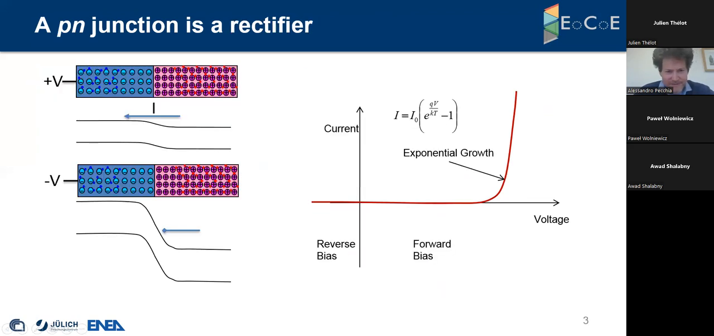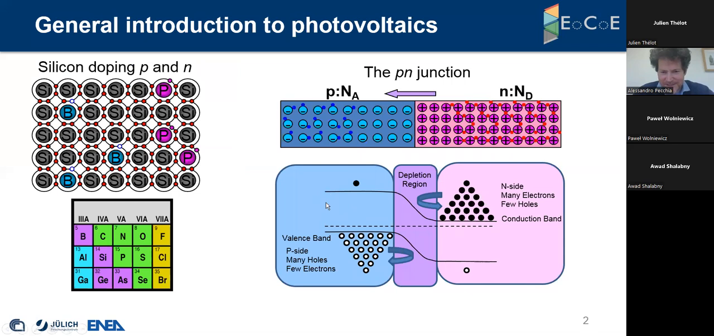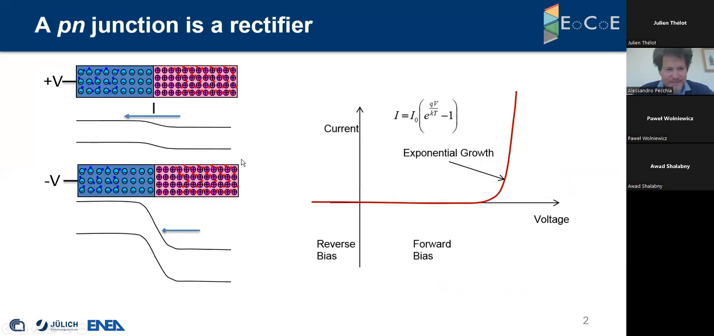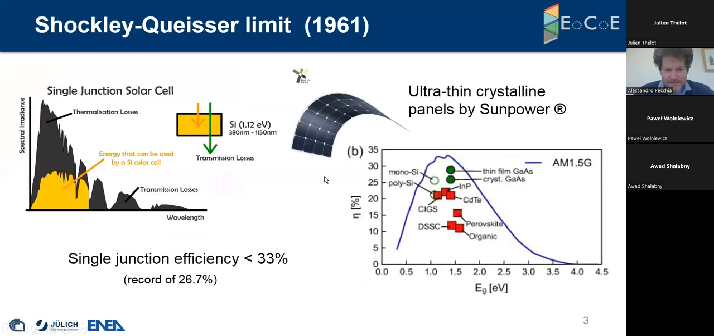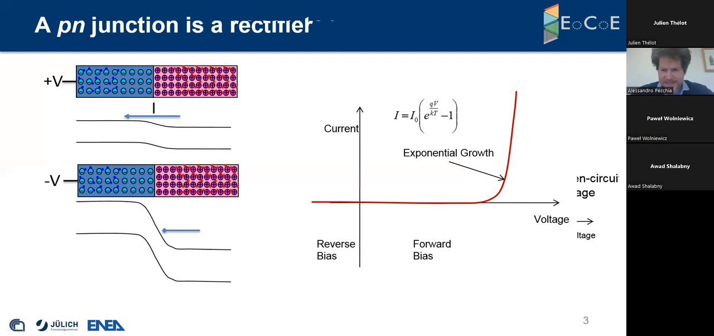So if you think of this junction, if you apply a positive voltage here, this barrier basically starts to decrease and an electron current can flow. If you apply a negative voltage on the other end, you push up the bands and then the current is blocked. And this is basically giving the behavior of a rectifier. The PN junction behaves as a rectifier. Current can flow in the positive voltage direction and doesn't flow in the negative voltage direction.